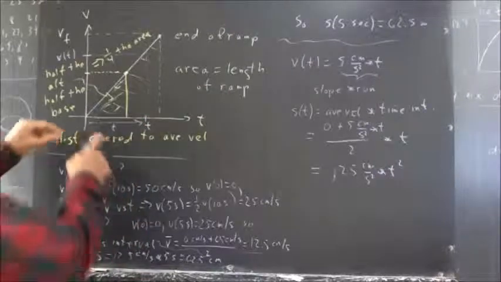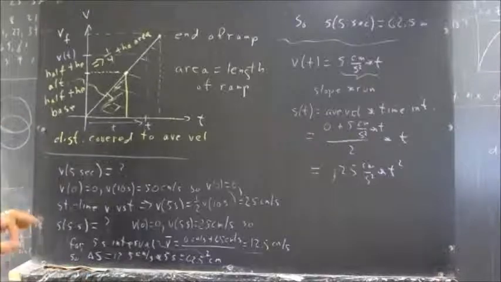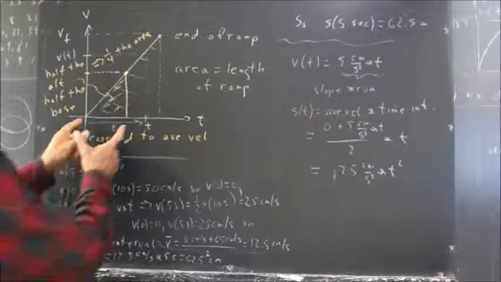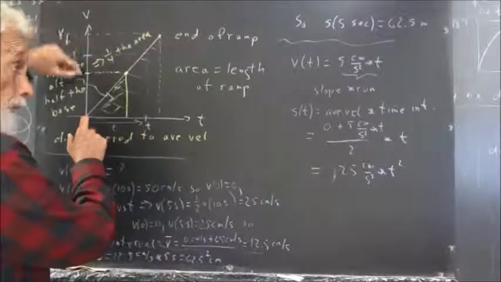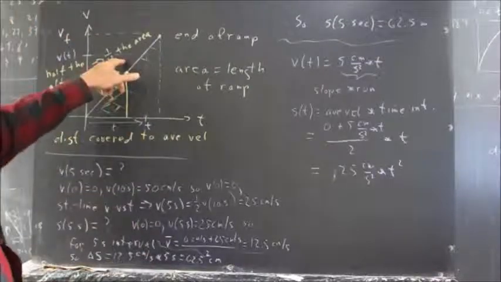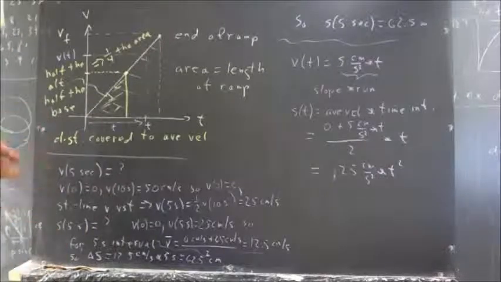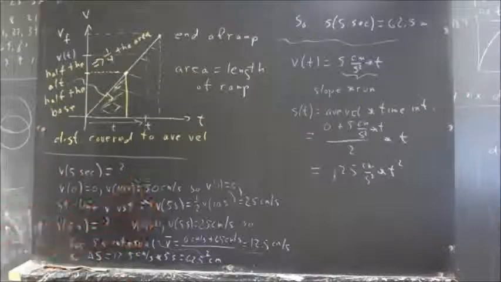So what we have here is a triangle whose area represents the distance you travel in achieving the average velocity. This triangle has half the base and half the altitude of the original, giving it 1/4 the area. We conclude that the ball achieves its average velocity after traveling 1/4 the length of the ramp.